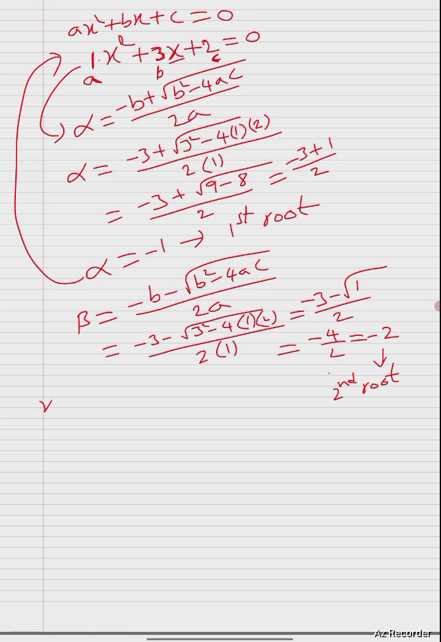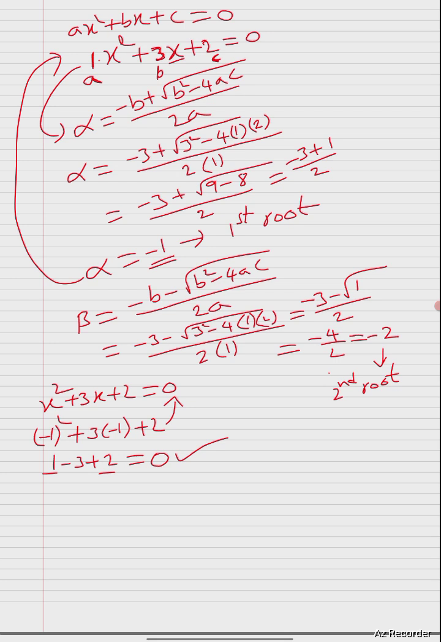Okay, so in the given equation, x square plus 3x plus 2 is equal to 0. Put the value minus 1 in place of x. So minus 1 whole square plus 3 times minus 1 plus 2. Let us verify if it is equal to 0 or not. Minus 1 whole square is 1, minus 3 plus 2, which is minus 3 plus 3. So that is equal to 0. So alpha equal to minus 1 is our first root.